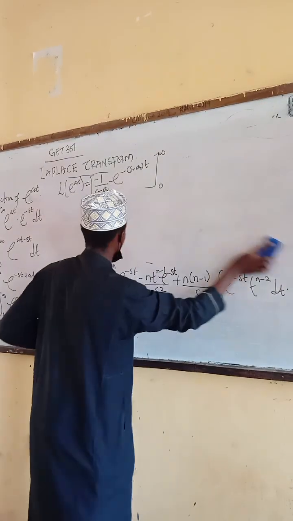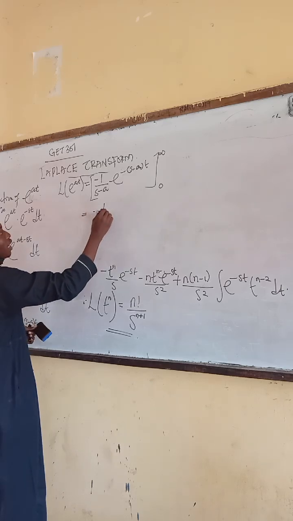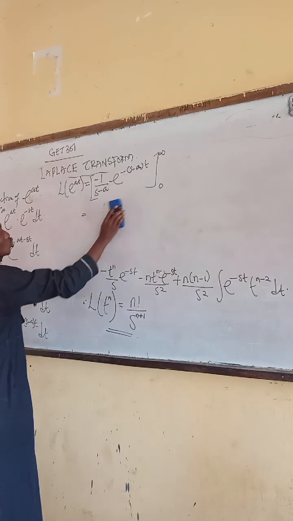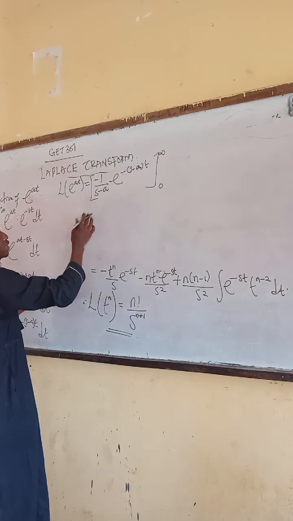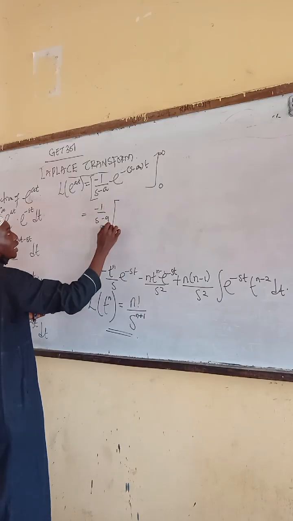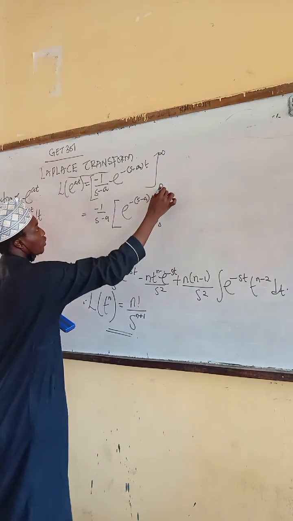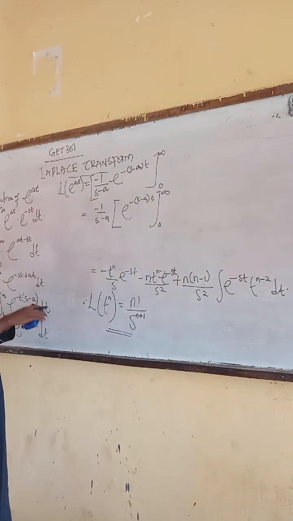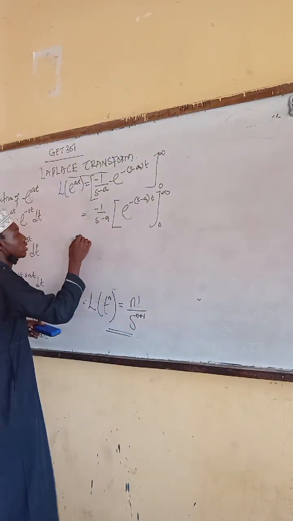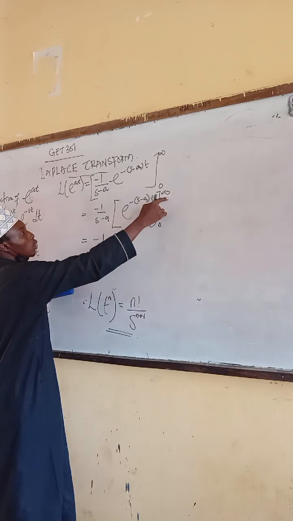Now from this place, you are going to have minus 1 over s minus a, or let me take the minus 1 over s minus a out, because it doesn't have anything like t. Minus 1 over s minus a, then open bracket exponential minus s minus a times t, from 0 to infinity. So this one doesn't have anything like t, so I'm not going to put the limit there. Now I'm going to have minus 1 over s minus a. So for this one, I put infinity.